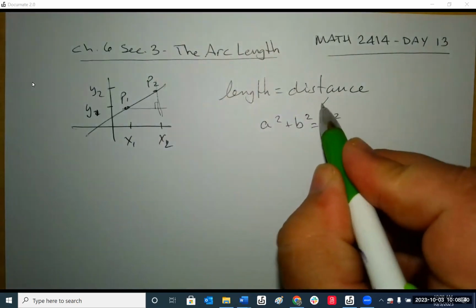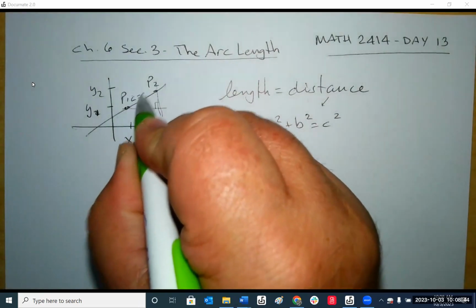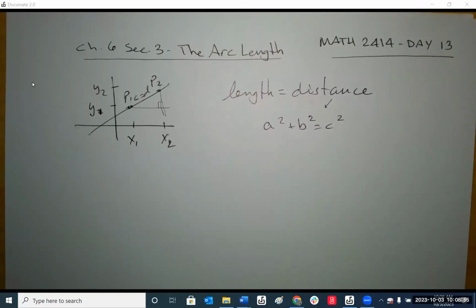Pythagorean theorem. The hypotenuse C is the distance between point 1 and point 2. That's not a problem. That's pretty easy. We do that straightforward. The problem comes when we have a curve.